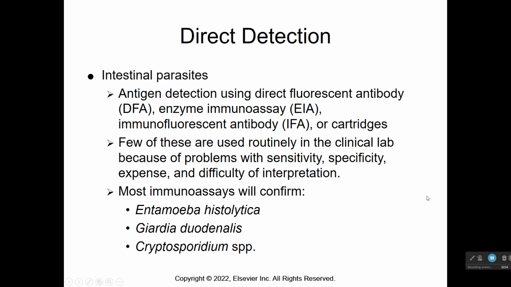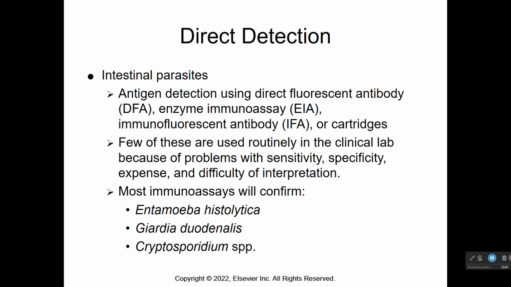With our intestinal parasites, we can use antigen detection. This is something, it says, that is not used routinely in the clinical lab because of sensitivity, specificity, and expense. This is talking about direct fluorescent antibodies, enzyme immunoassays, and immunofluorescent assays. But there have been some developed in the last few years that are rapid and very easy to interpret that will identify our Giardia and our Cryptosporidium.